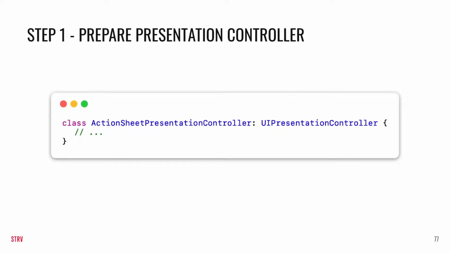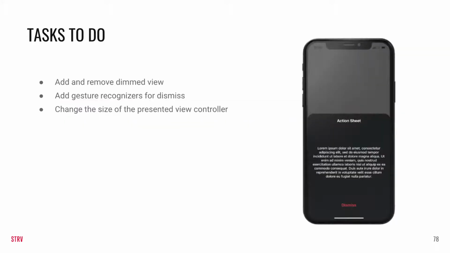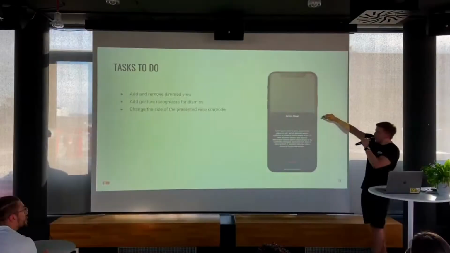This can look like this. You just make a subclass, and you have to remind yourself what tasks you want to do. All right, quickly. We want to add a dimmed view when the transition begins, and we want to remove it when it ends. Then we want to add some gesture recognizer so we can dismiss it more easily. And finally, we want to change the size of the presented view.